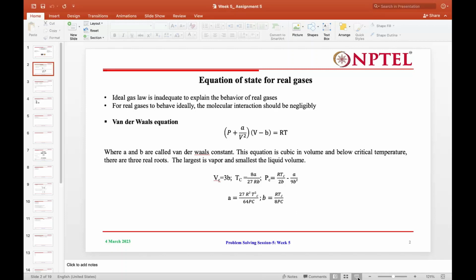Now other equations of state. The Redlich-Kwong equation: P = RT/(V minus b) minus a divided by T to the power 0.5 into V(V plus b). These are the constants of these equations. Then the Soave-Redlich-Kwong equation: P = RT/(V minus b) minus a'(T) divided by V(V plus b), where a'(T) is a into alpha. Here alpha is a function of temperature and eccentric factor. In the Peng-Robinson equation, P = RT/(V minus b) minus a alpha divided by V(V plus b) plus b(V minus b). Here alpha is a function of reduced temperature and eccentric factor.